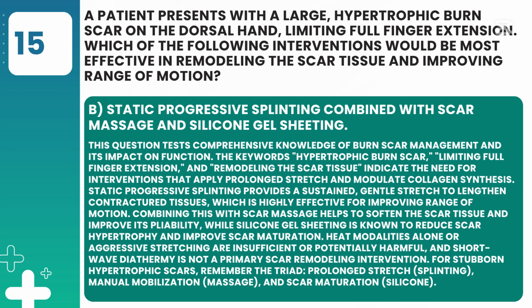Static progressive splinting provides a sustained, gentle stretch to lengthen contractured tissues, which is highly effective for improving range of motion. Combining this with scar massage helps to soften the scar tissue and improve its pliability, while silicone gel sheeting is known to reduce scar hypertrophy and improve scar maturation.